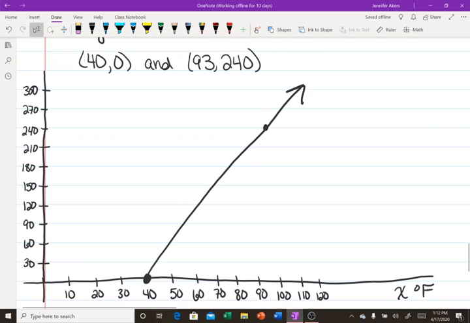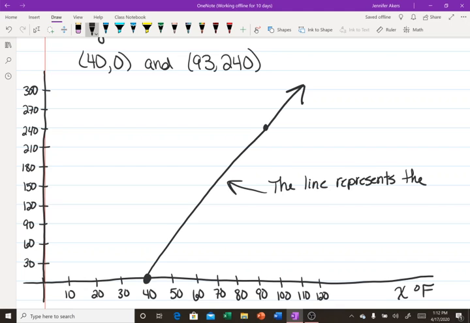And this represents the amount of chirps per minute per degrees Fahrenheit. Okay, so let's write that down. The line represents the amount of chirps per minute per degree Fahrenheit. Okay, so now we've drawn the line.